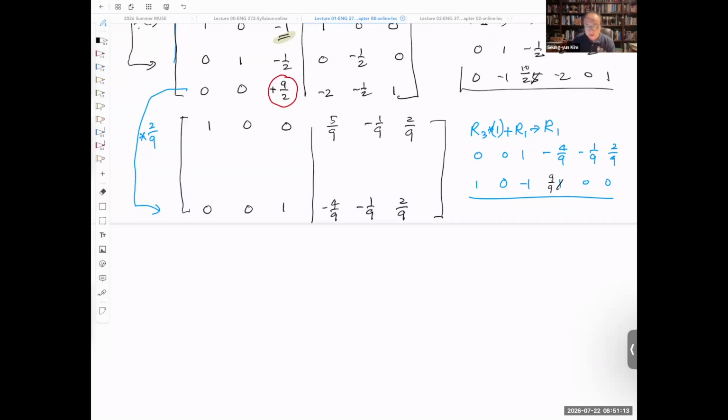And for the second row, the third column, we have a negative 1 over 2.